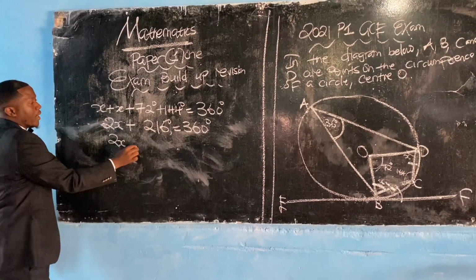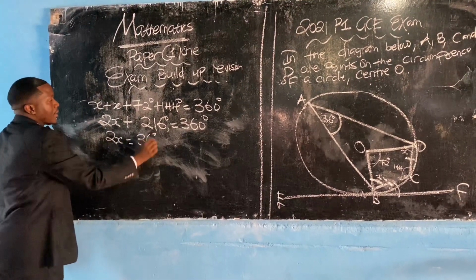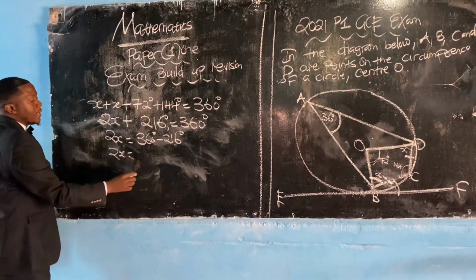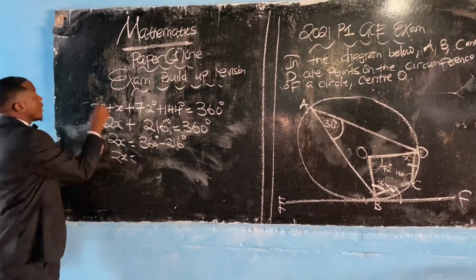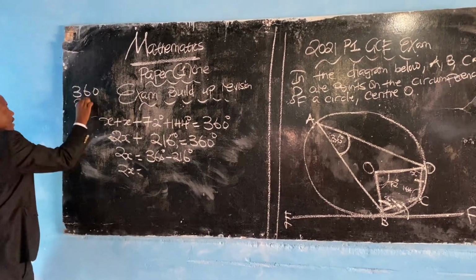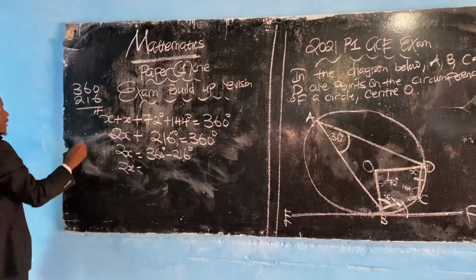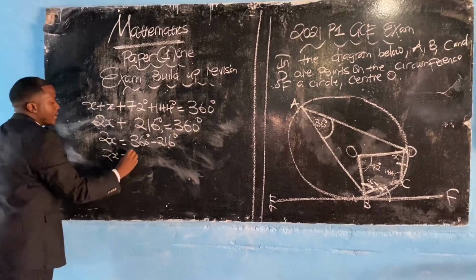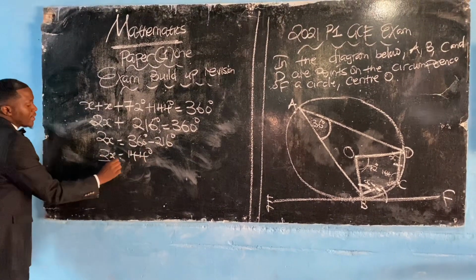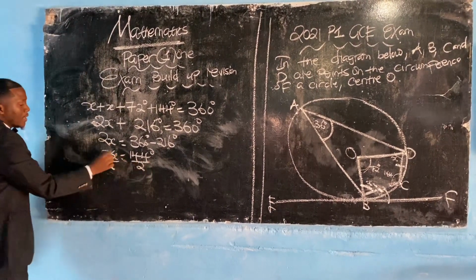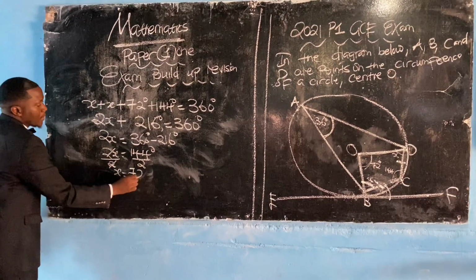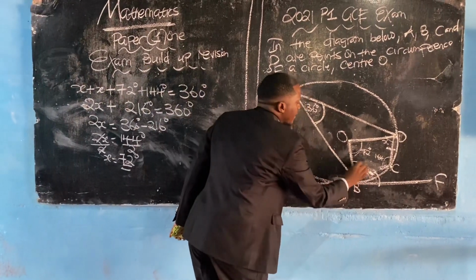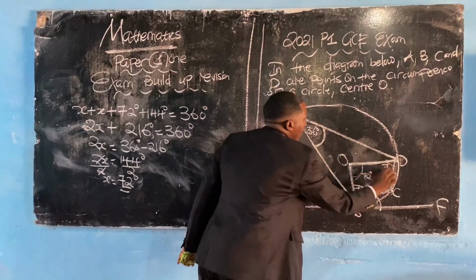So I'm going to say 2x equals 360 degrees minus 216 degrees. When we subtract this, 360 minus 216, this is a 4, and this is a 4, and then this will be a 1. So this is going to give us 144 degrees, divided by 2, divided by 2. So 2 and 2 cancel, so x equals 72 degrees. So it means here there is 72, 72, and 72.